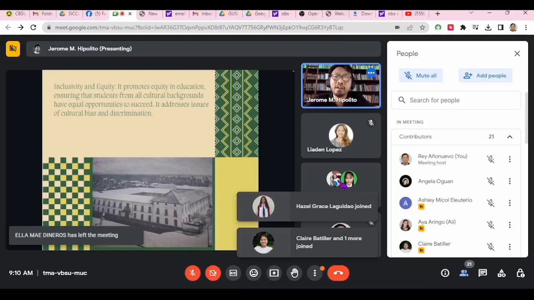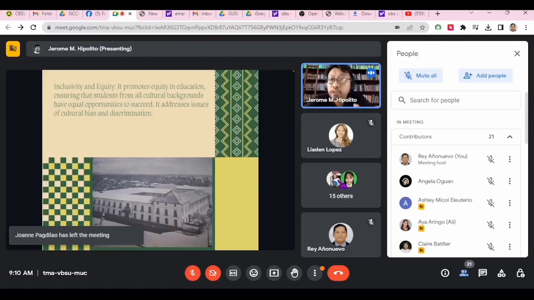So equity actually ensures students from all cultural backgrounds have equal opportunities to succeed. It addresses issues of cultural biases and discrimination.